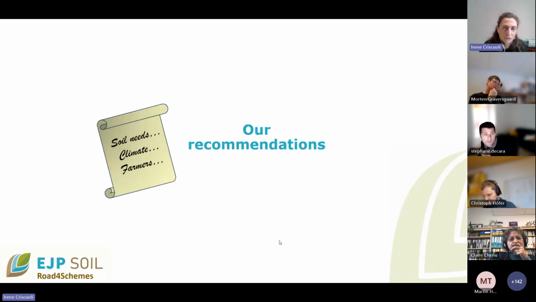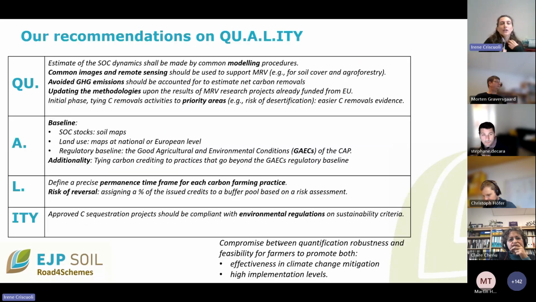So based on all this information, we try to summarize some recommendations. For the quality criteria, the main one for the quantification of carbon in the soil and also from biomass, we highly suggest that at least avoided greenhouse gas emissions are included in the calculation.